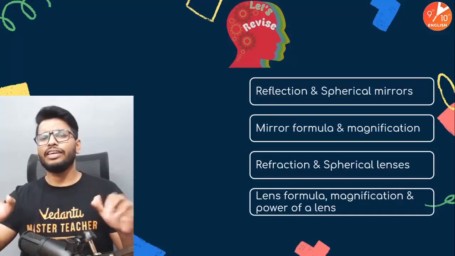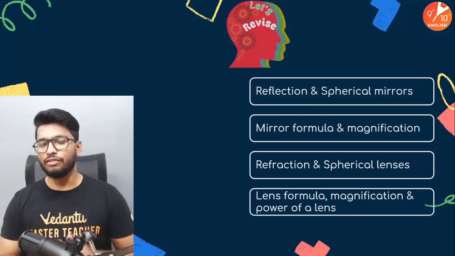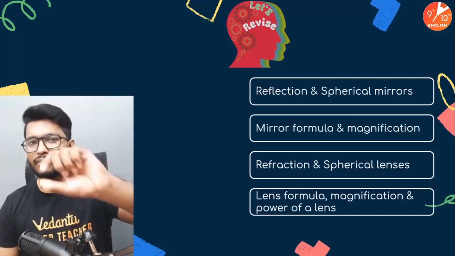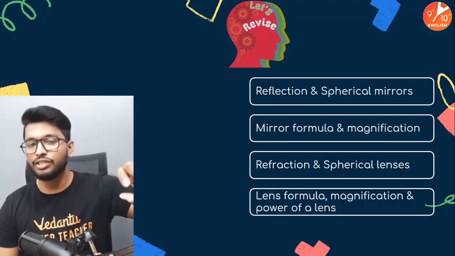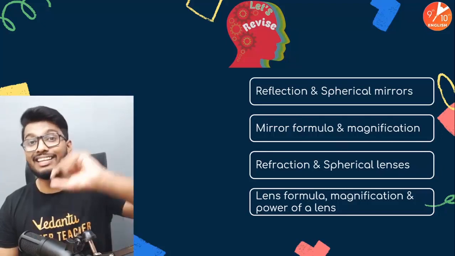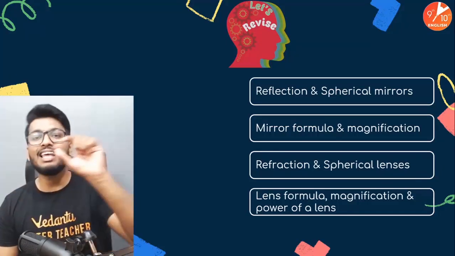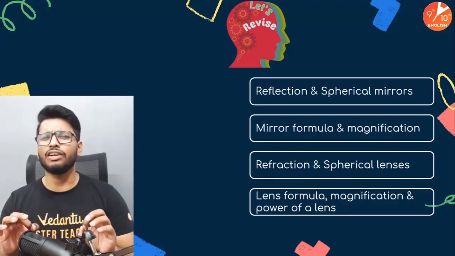Here's the plan. We'll understand reflection and spherical mirrors. Then we'll understand magnification and the mirror formula. Then refraction and spherical lenses, the lens formula, magnification and power of a lens.